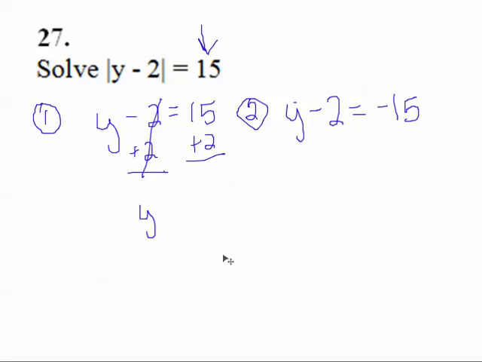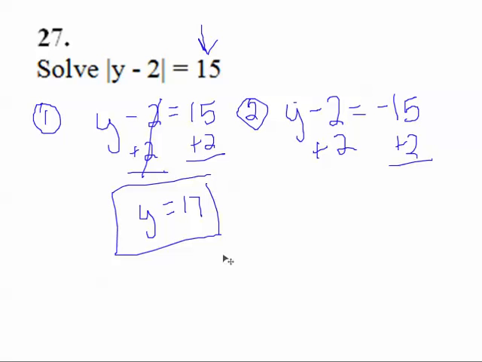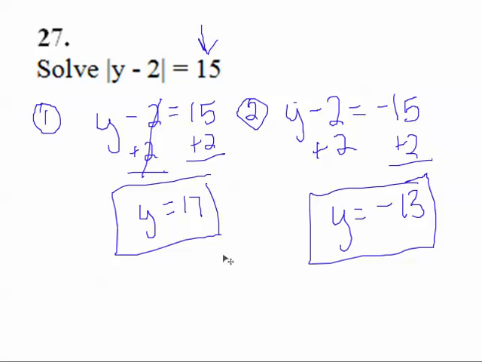The first one solves by adding 2 to both sides, y equals 17. This one solves by adding 2 to both sides. This time, negative 15 and 2 gives me negative 13. So, if the equation at the top is true, then y has to equal either 17 or negative 13.